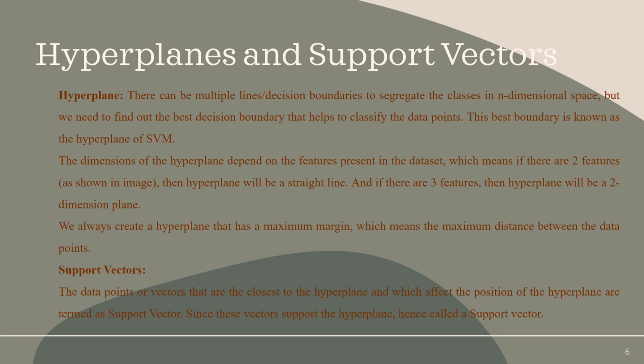Support vectors. These are the points that are closest to the hyperplane. A separating line will be defined with the help of these data points.